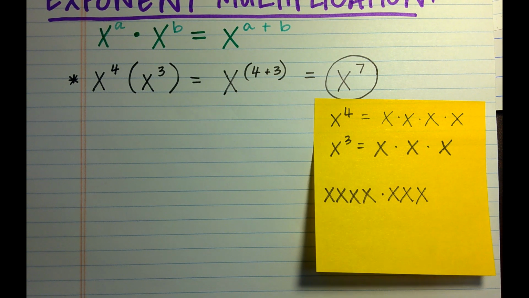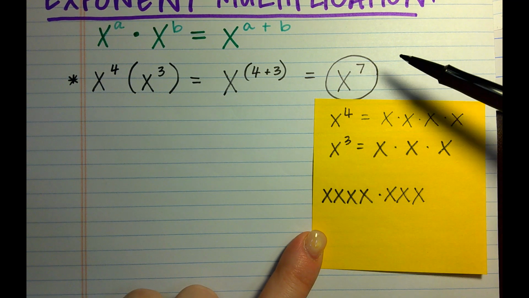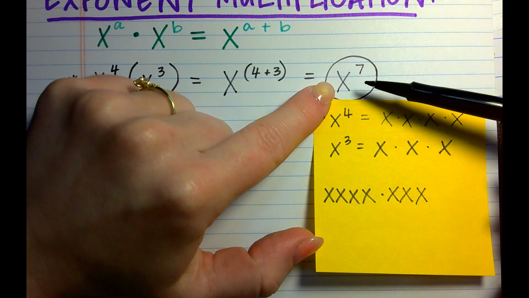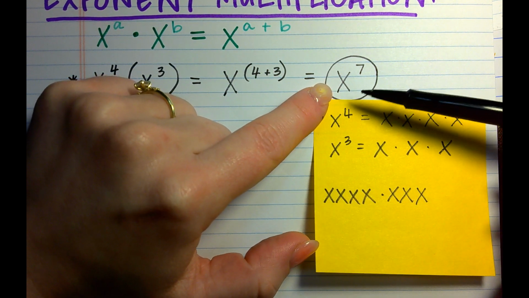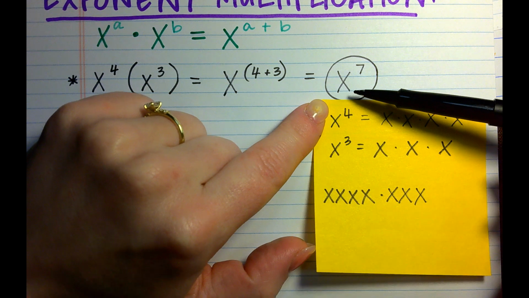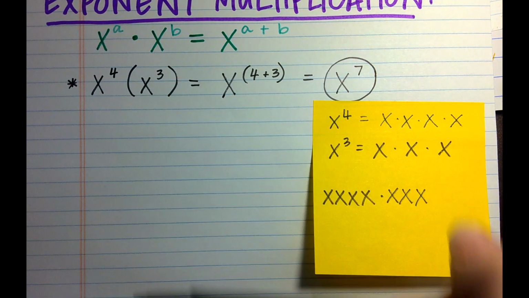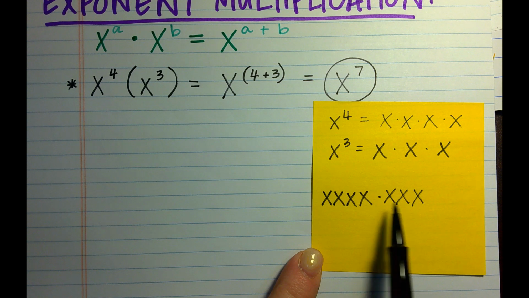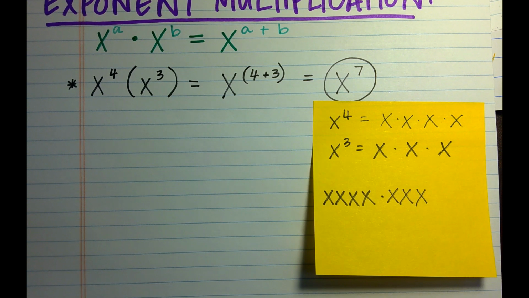How many x's do I have now? 7. This number tells me how many times I multiply my base, which in this case is x. So I'm taking x times itself 7 times total. See that? So that's really what's happening.